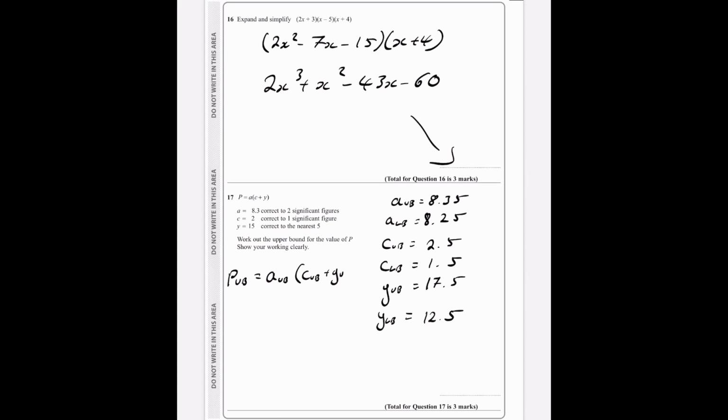Then the upper bound for P, well actually in this calculation we want the upper bound for A, C and Y, because taking the upper bound is only going to make P bigger. Take those upper bounds, plug them into the formula, and we get a nice round 167 for our upper bound for P.